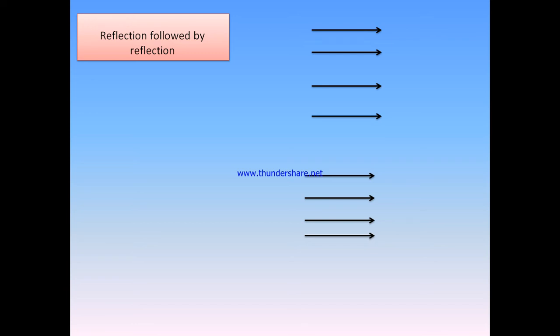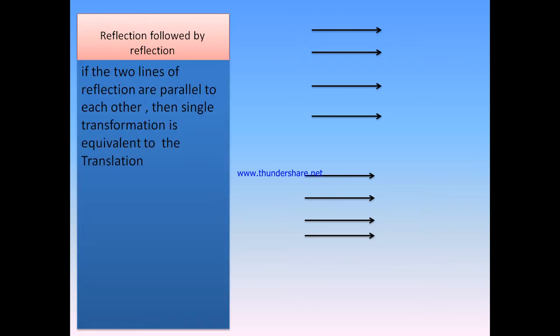Dear students, let's discuss combined transformations, reflection followed by reflection. Here I am going to talk about two lines of reflection which are parallel to each other. If two lines of reflection are given and it is asked what the single transformation is, that time we can see the single transformation is equivalent to a translation. So this is a theory. Now through one particular problem, let's discuss and explore this rule.